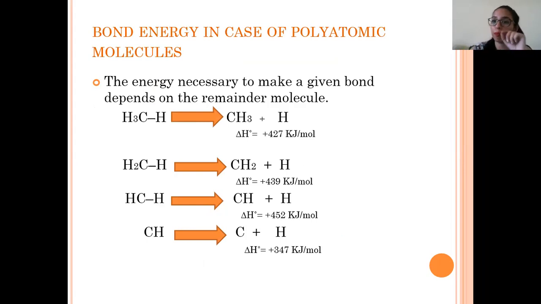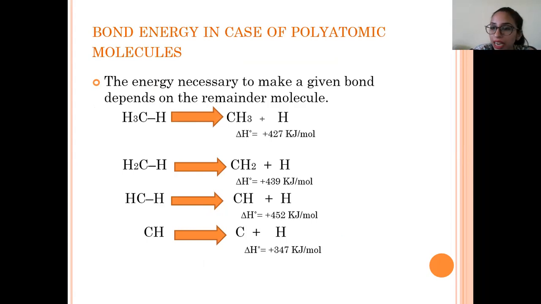We need to break one hydrogen atom from this methane, and it produces methyl plus hydrogen. We require 427 kilojoule per mole energy. That is in the case of positive side.